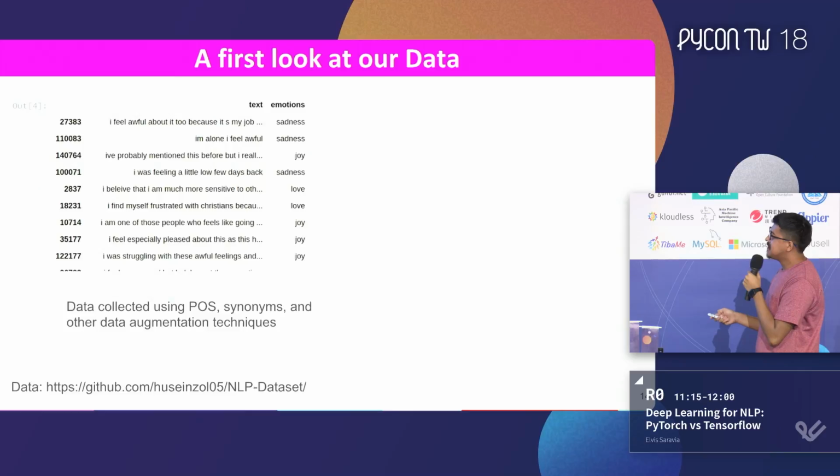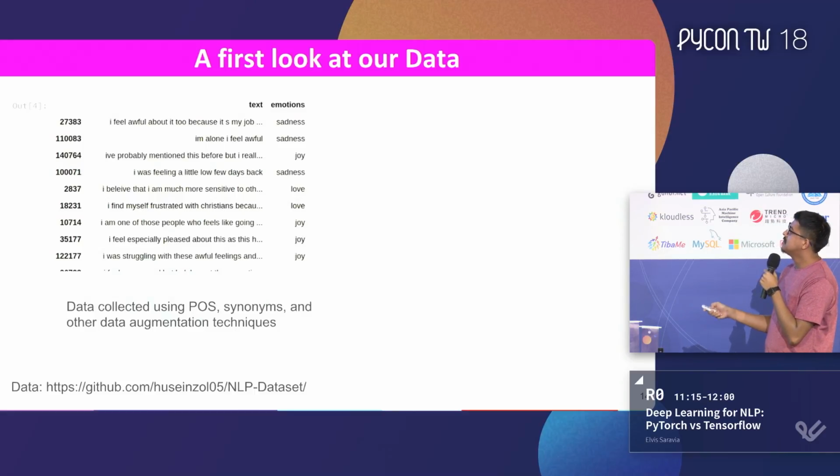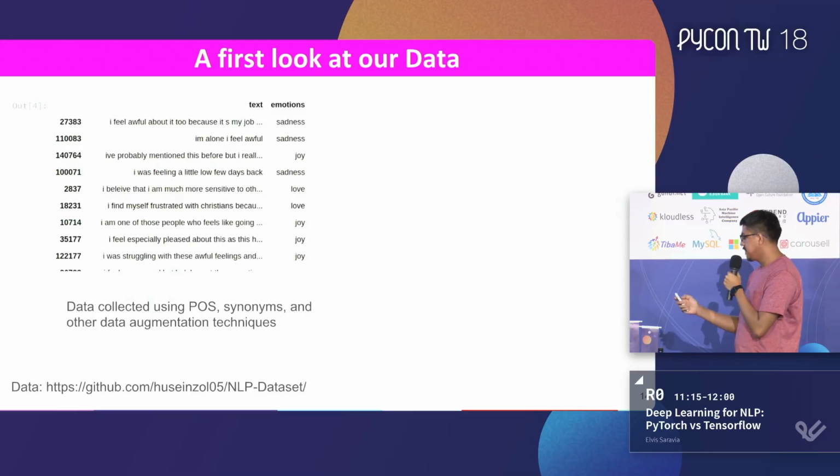So the data was collected using part of speech, some synonyms, and other data augmentation techniques. You can read more about how it was collected right here. And that's how it would look. It's just a little preview of what it looks like, right? So we have a text, and we have some label here. I already labeled it for you, so you don't have to do labeling.